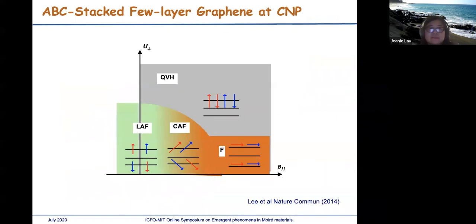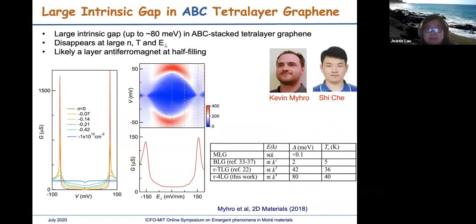Okay, so this is what we think the phase diagram is in ABC stacked tetralayer graphene at the charge neutrality point. It starts with a layer antiferromagnet. We turn up the parallel magnetic field, and eventually it becomes a ferromagnet. If you turn up the out-of-plane electric field, it becomes a layer polarized insulator.